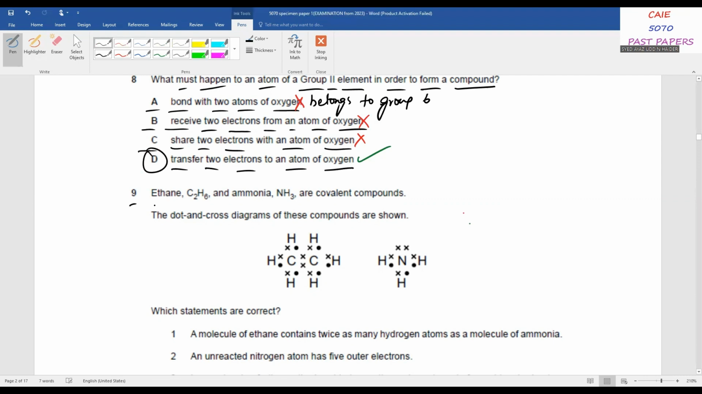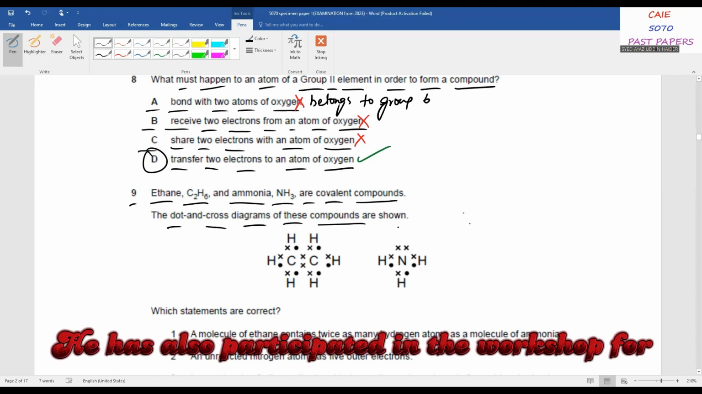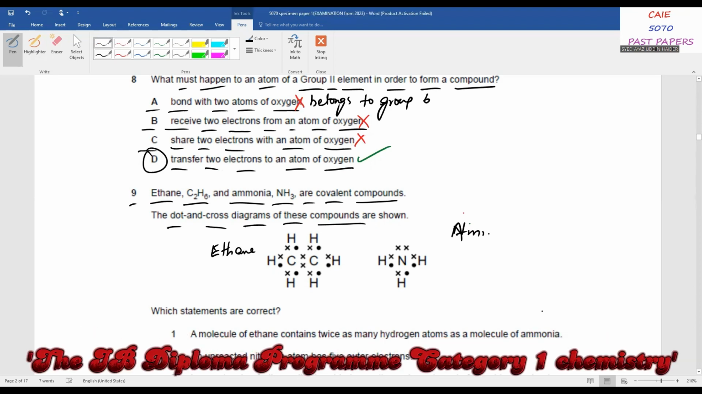Number 9, ethane, C2H6, and ammonia, NH3 are covalent compounds. The dot and cross diagrams of these compounds are shown. This is ethane, and this is ammonia, and H3. This is C2H6. Both the diagrams are correct.